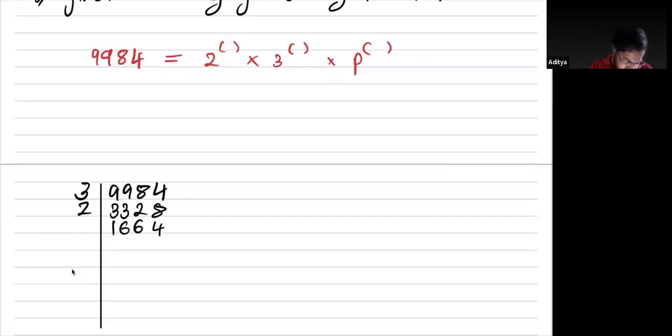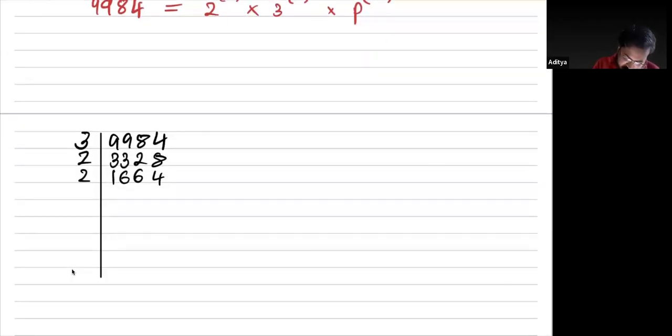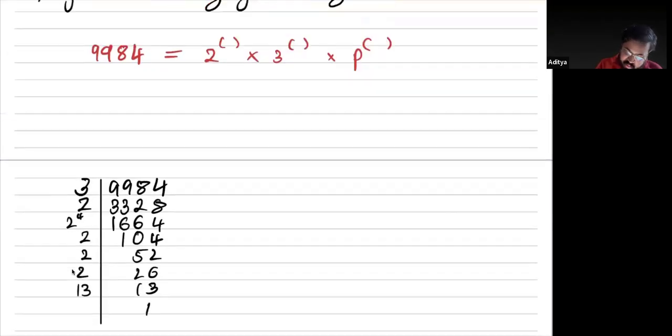Wait, I've made a mistake anyway. Yeah, 1664. Then you can see that you can directly divide this number by 16 and get 2 to the power 4 out of it. So you get 104. Then you can redivide this by 2, get 52. Again divide by 2, and you get 26. Again divide by 2 and get 13. 13 gives you 1. So in the end, you can write that it is 2 to the power 8 times 3 to the power 1 times 13.